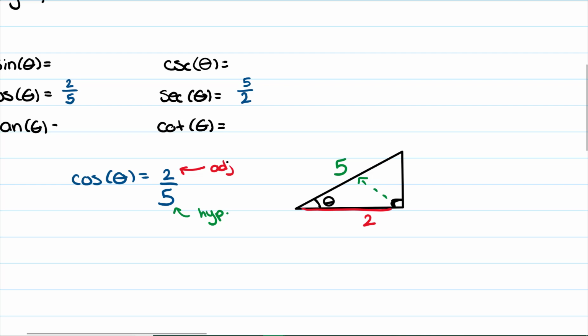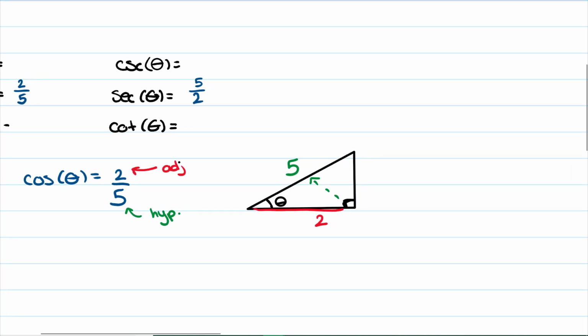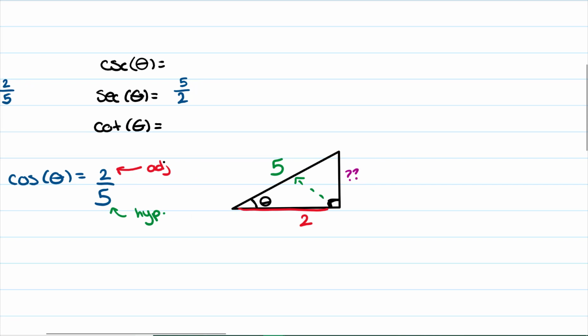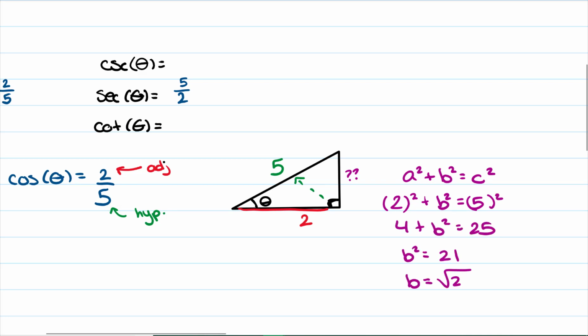So now what we need to do is determine the final side of the triangle. In order to do that, we're going to use the Pythagorean theorem. a squared plus b squared is c squared. It doesn't matter which one you call a or b, as long as c is the hypotenuse, or the one that's by itself on the equal sign is the hypotenuse. So I get 2 squared plus b squared is equal to 5 squared. So b ends up being the square root of 21. So this last side is the square root of 21. Notice that this is the opposite side.